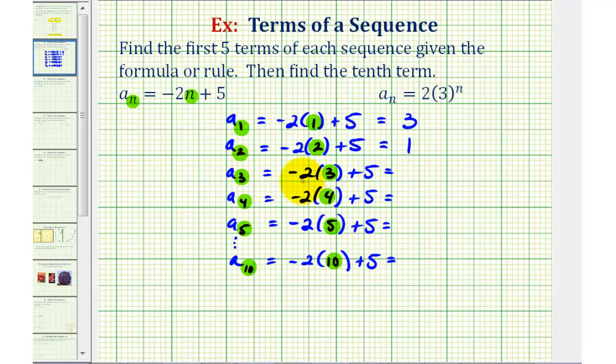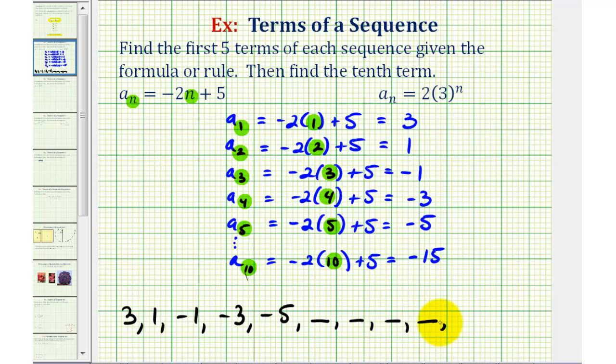A sub 3 is equal to, this would be negative 6 plus 5, or negative 1. A sub 4, the fourth term, is equal to negative 8 plus 5, or negative 3. A sub 5 is equal to negative 10 plus 5, or negative 5. And then a sub 10, the 10th term, is equal to negative 20 plus 5, which is negative 15. Let's go ahead and write this as a list. So we have 3, 1, negative 1, negative 3, negative 5. And we didn't find the 6th, 7th, 8th, or 9th term, but the 10th term is negative 15, and the sequence would continue.